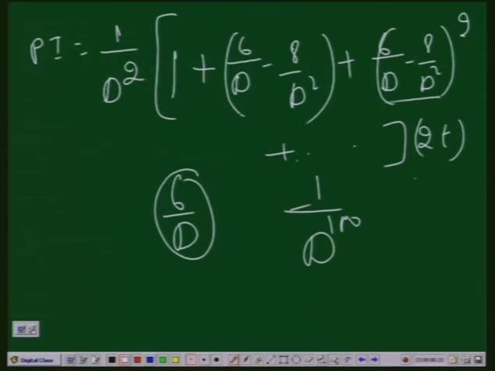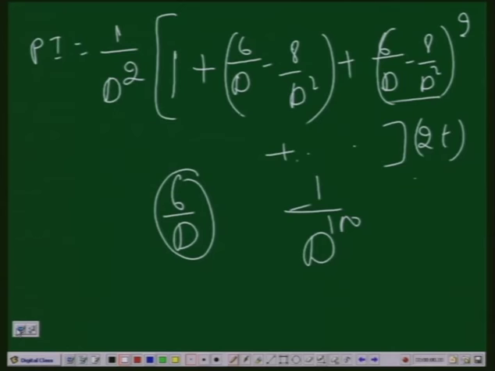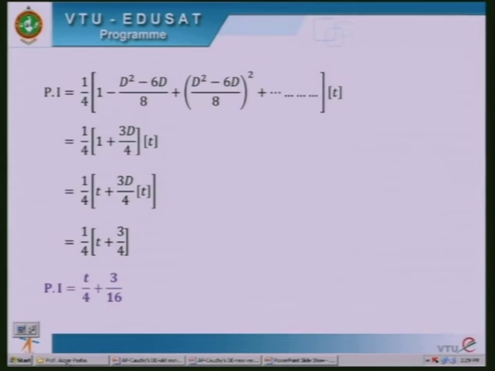1 by d of t is t square by 2. It increases. 1 by d square of t, of course, is a polynomial of degree 3 and so on. I cannot ignore terms here. So if I truncate it, I'll get a truncation error for sure, which is not a solution of the given differential equation. I cannot truncate it. So you should be careful while selecting terms in the binomial expansion.